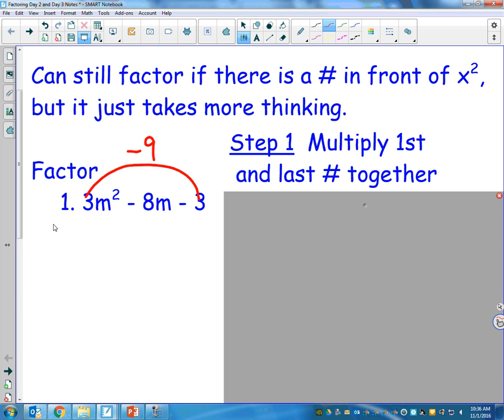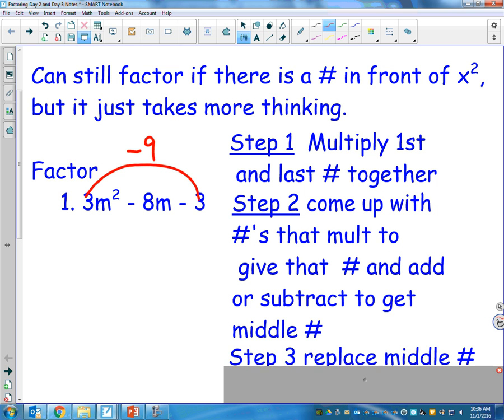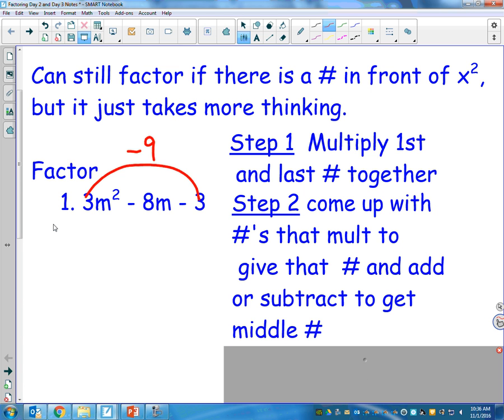So, if you just remember that first step, then hopefully the rest of it will kind of fall in place. Because the second step is you're going to ask yourself that same question that we asked yesterday to factor, except for now you're going to use the -9 to come up with it. So my second step is we're going to come up with two numbers that multiply to give you this number on the top that still add or subtract, again this number will still tell you, to give you that middle number. So you're going to kind of forget about the 3's for a minute, and you're just going to focus on this. What multiplies to give me -9 that I could add or subtract to get -8?